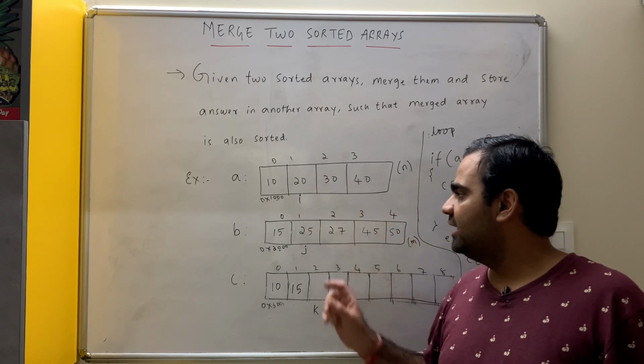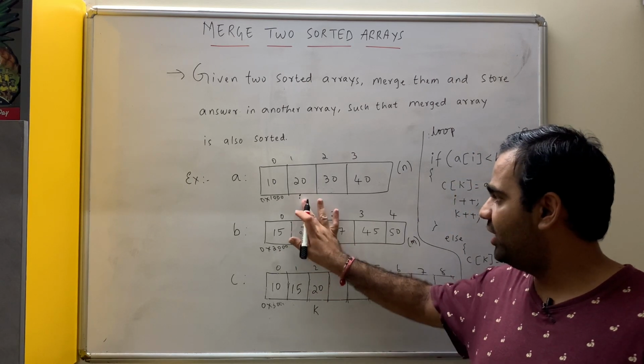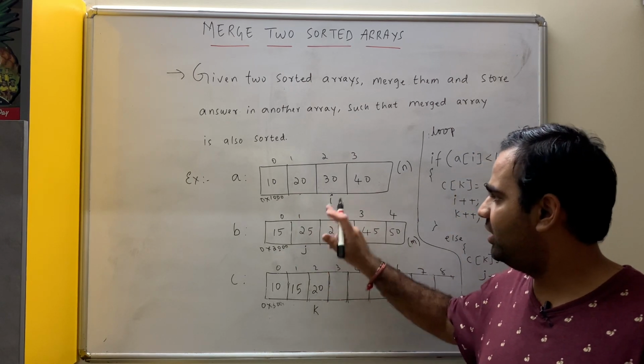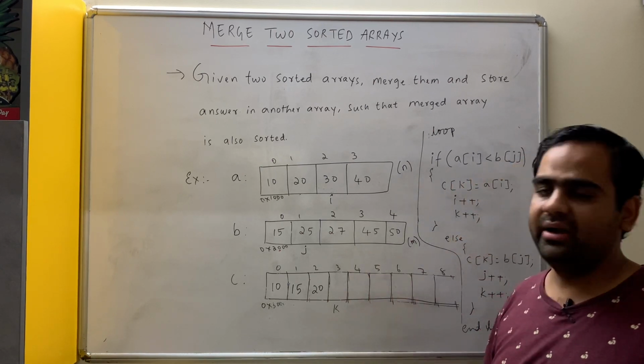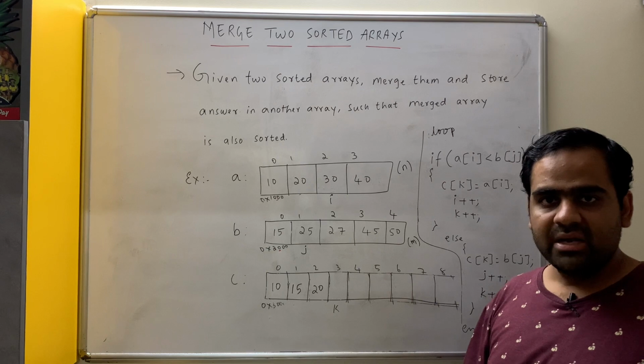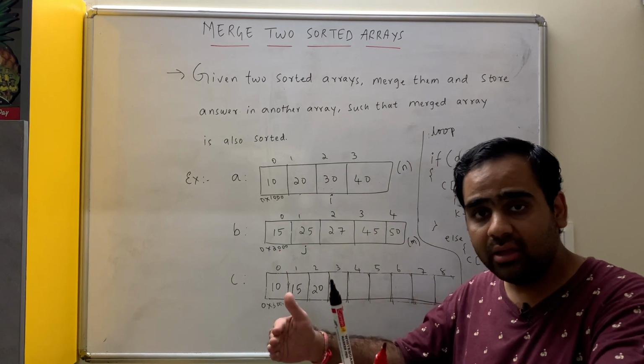A of I is 20. Is 20 less than 25? Yes sir. You put 20 here. You say I plus plus because you want to compare 25 and 30 next time, and you say K plus plus because you want to write at index 3. Is that okay? Now you see that the values of I, J, K are not moving synchronously.